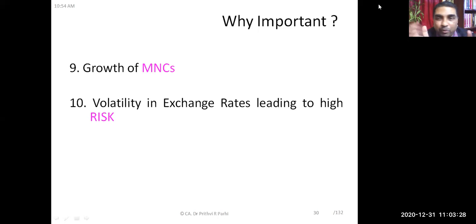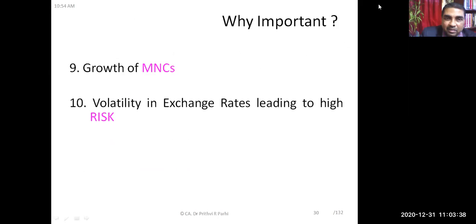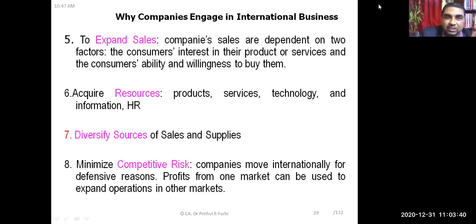These are the 10 points addressing the importance of international business or international trade. Whether all these points are clear to you? Yes, sir.